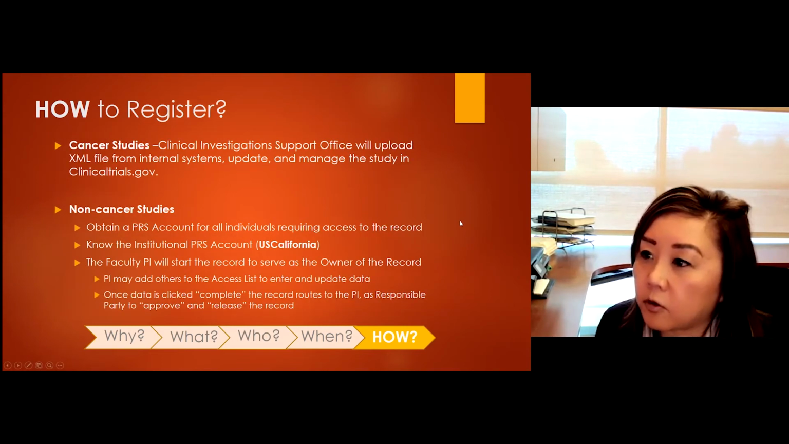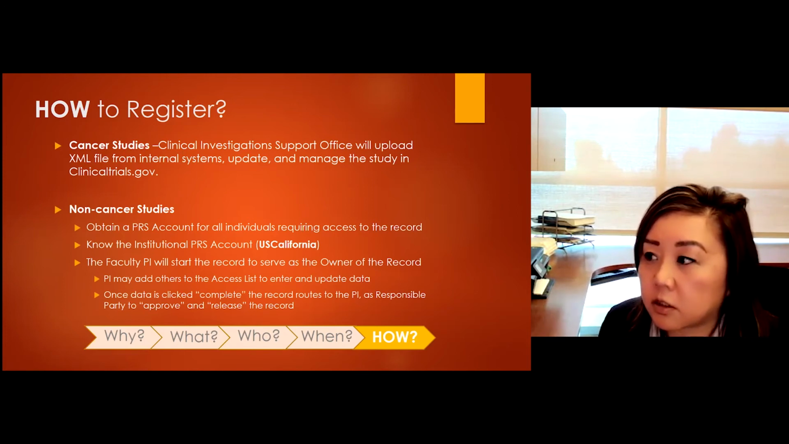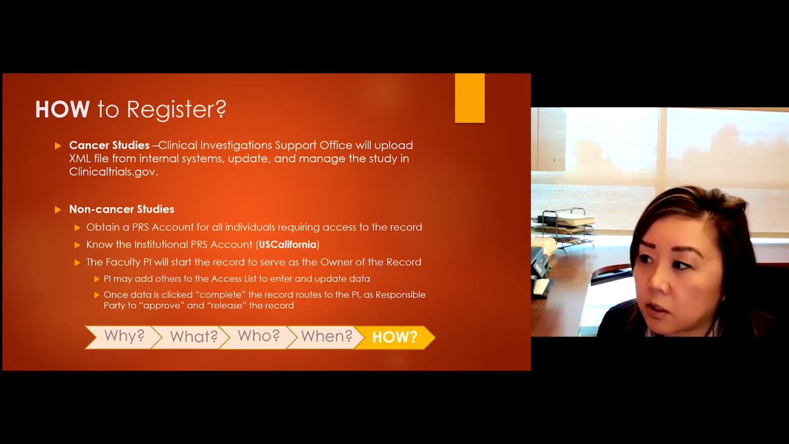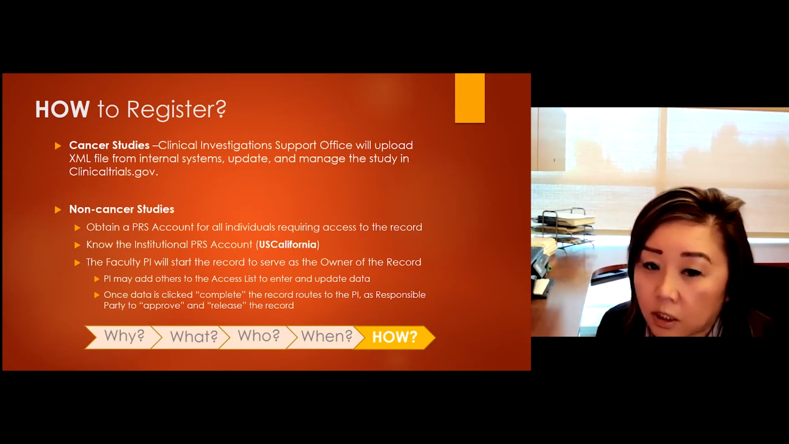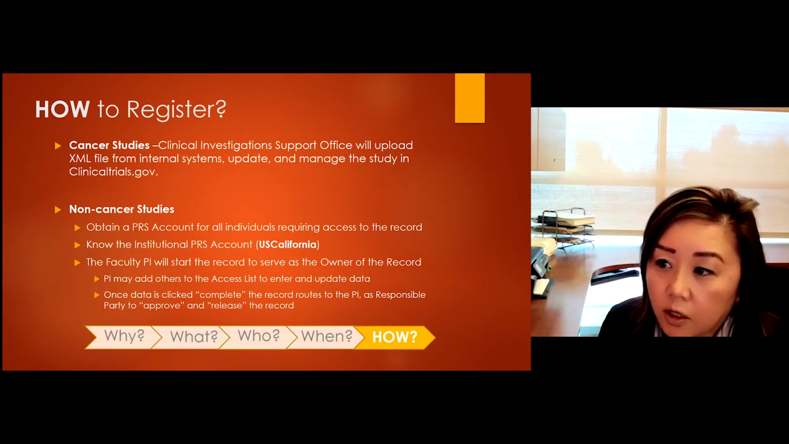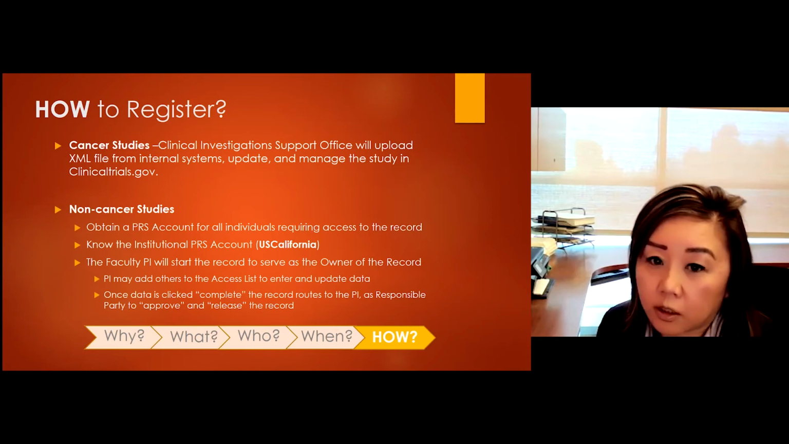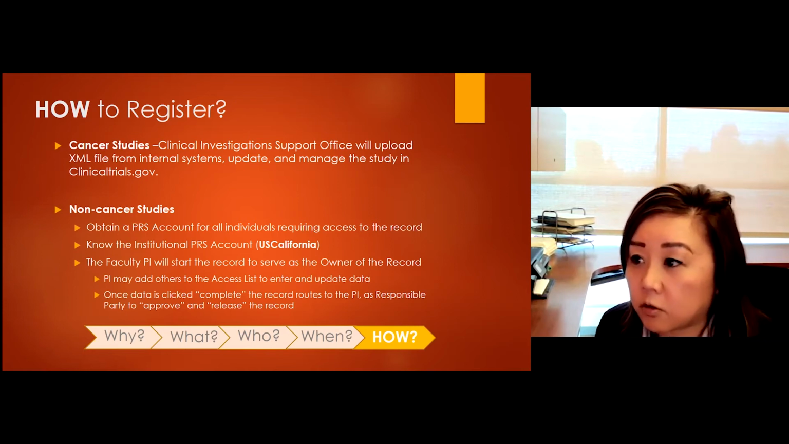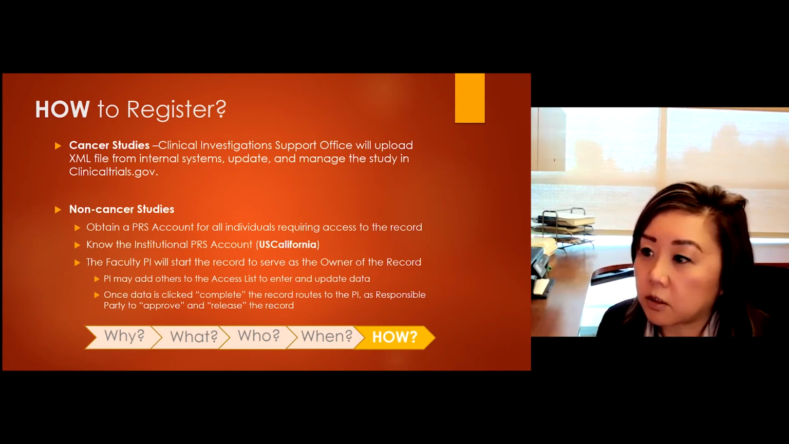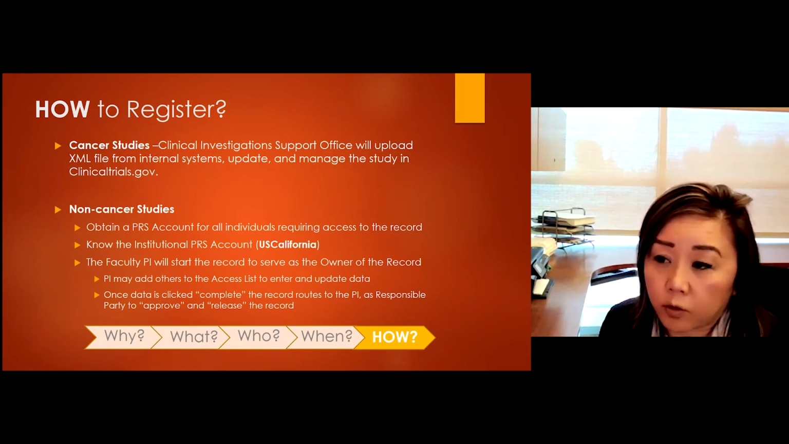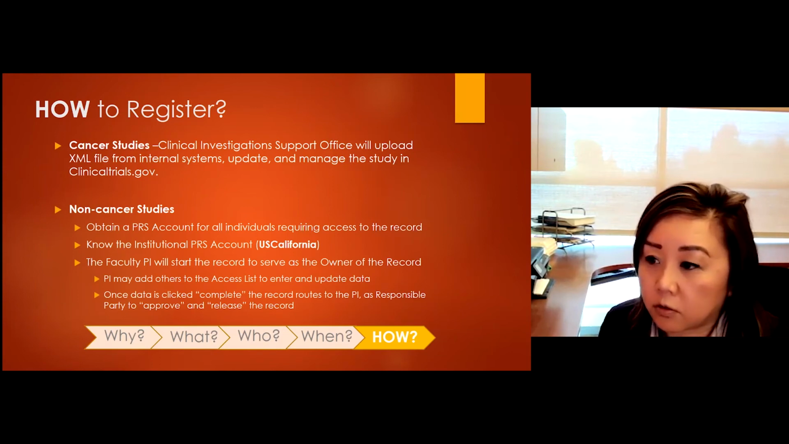And then for how do you register? So for cancer studies, the CISO will upload an XML file from their internal systems, and then they're going to update and manage the study through clinicaltrials.gov. They'll have the administrative support to register and then update all of the information throughout the time that the study is in place. And then also the reporting of results, they'll work with you to get all of that data to report in the system.